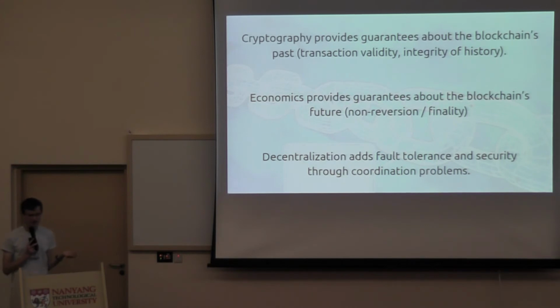So which basically makes the historical blockchain kind of immutable, in the sense that you can't just go in and swap one transaction out for another and still get the rest of the network to accept it. Economics provides guarantees about the blockchain's future. So what do we mean about the blockchain's future?